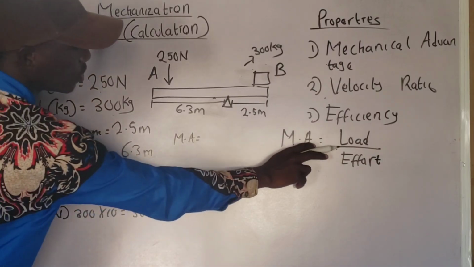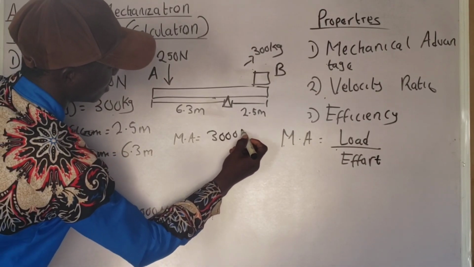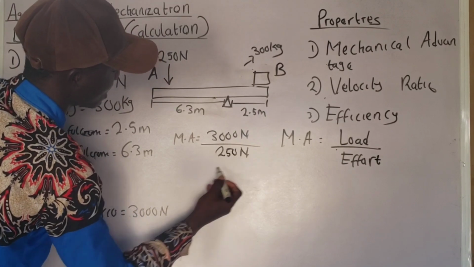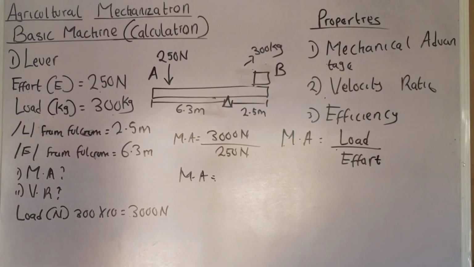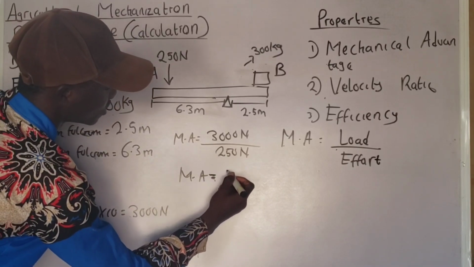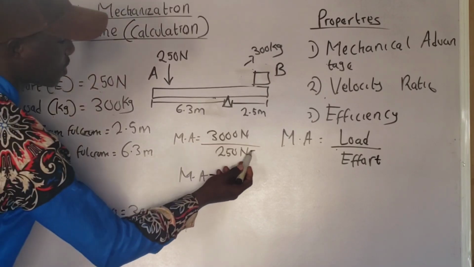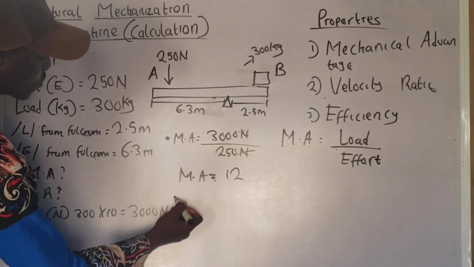So mechanical advantage equals load over effort. Load is 3,000 newton, so I'm going to have 3,000 newton all over 250 newton. So the mechanical advantage here is 3,000 newton divided by 250 newton. The mechanical advantage is 12. Now there is no unit because this newton will have cancelled this newton. Now this is the first answer to the first question.